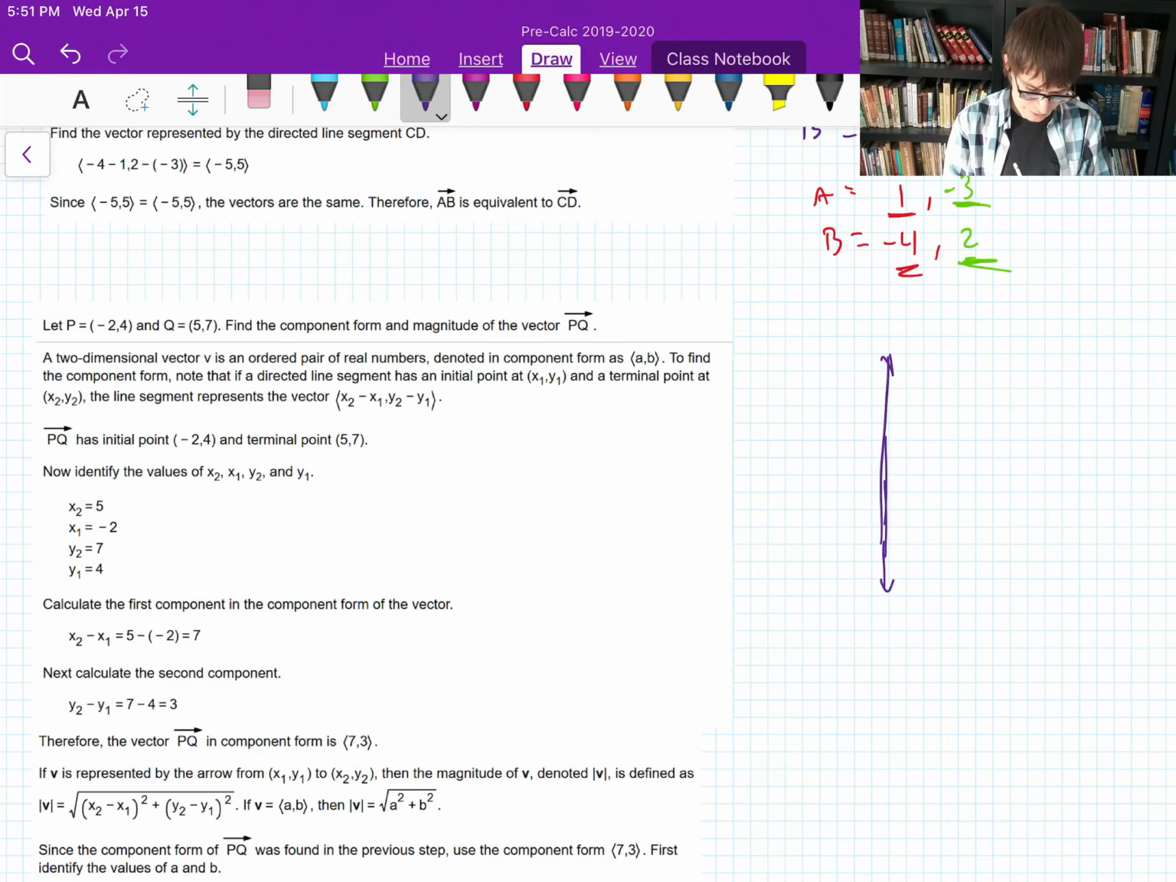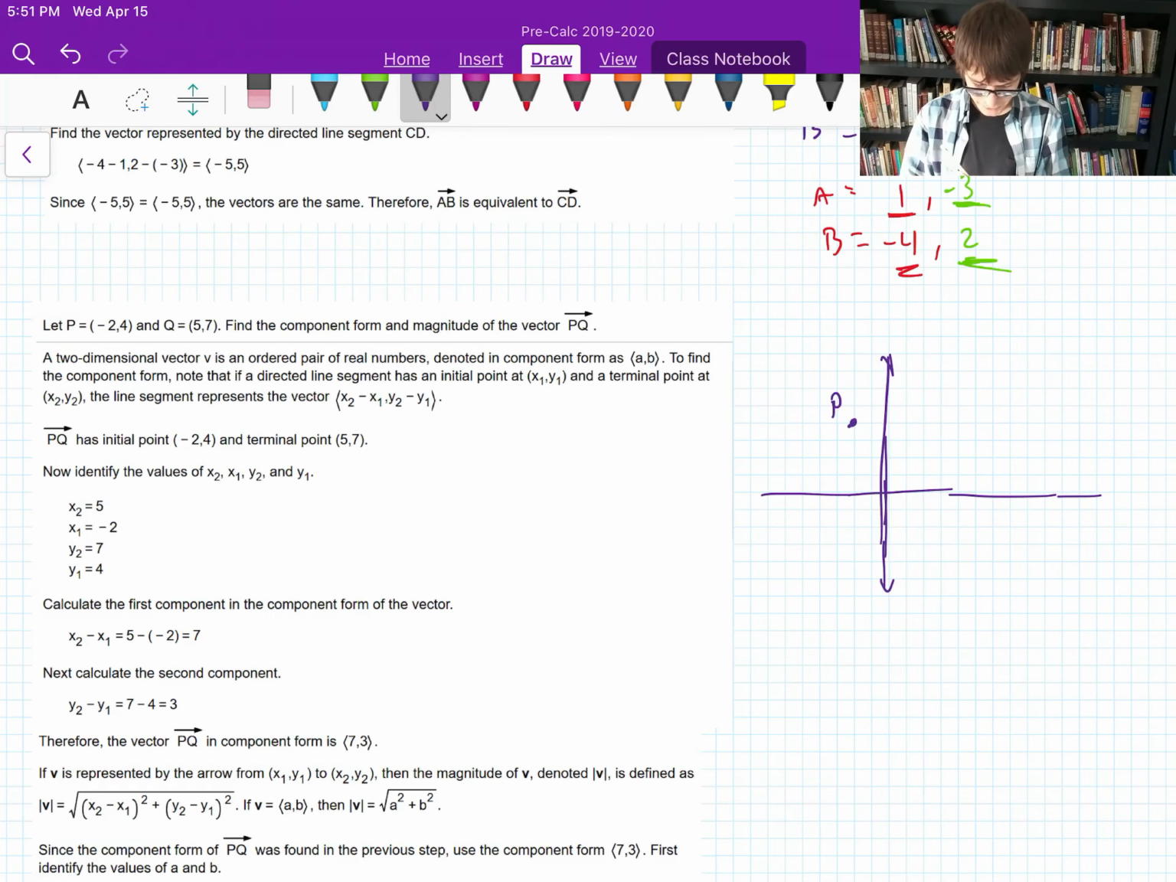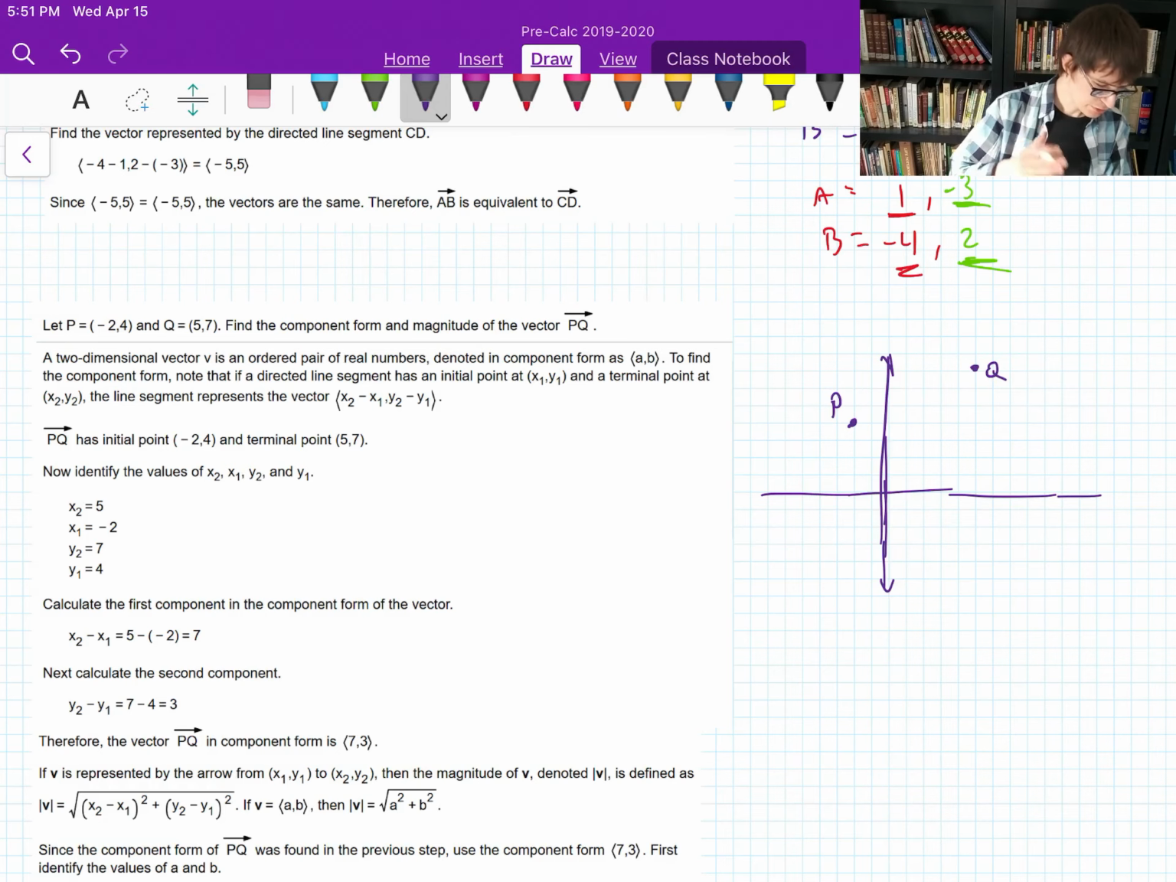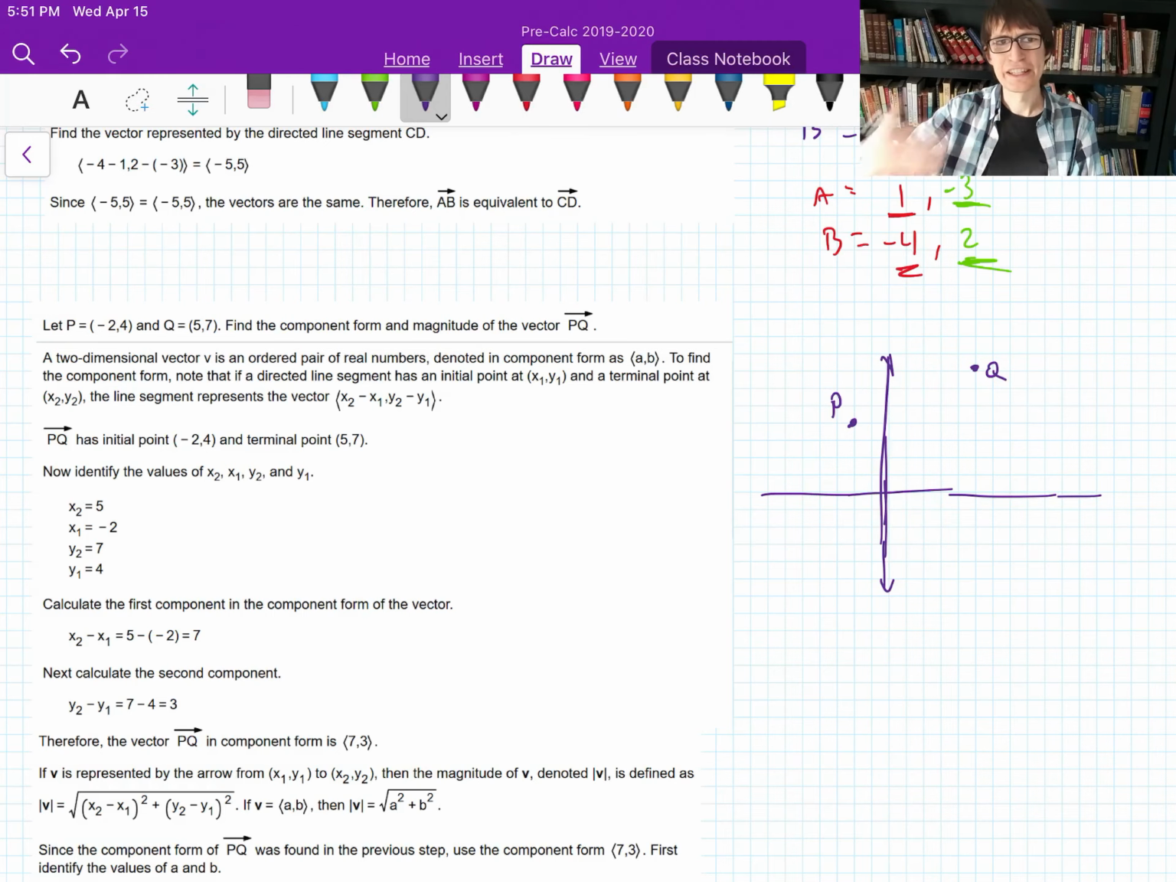And we have in our graph, let's see, our first value is -2, 4. I hope I'm not making it confusing by drawing very rough lines. -2, 4, that's P. Point Q is 5, 7. 1, 2, 3, 4, 5. 1, 2, 3, 4, 5, 6, 7. Okay, so that's Q. And we'll go ahead and draw a line for PQ, from P to Q. So from P to Q, that is our line. Okay, so we want to find the component form and the magnitude of this.